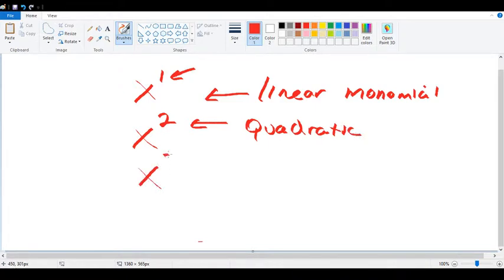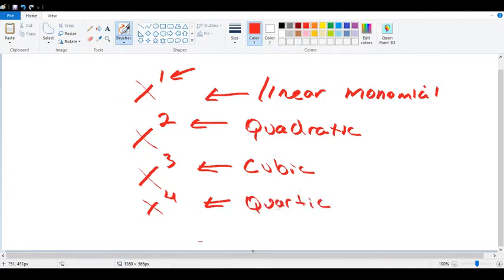If I have x to the third, this is called a cubic. X to the fourth, a quartic. X to the fifth, it's called a quintic. So in terms of degrees, we have linear, quadratic, cubic, quartic, and quintic.